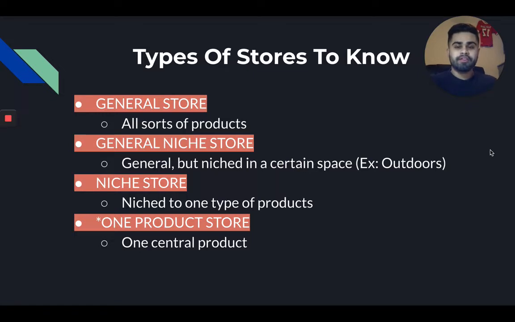So first, there are four types of stores that we need to know about: your general store, your general niche store, your niche store, and your one product store. I'm just going to go one by one. General stores are stores that have a multitude of products, all sorts of products. You can be selling something like this container, or something like this highlighter. It can be random stuff. They don't have to overlap or anything like that.